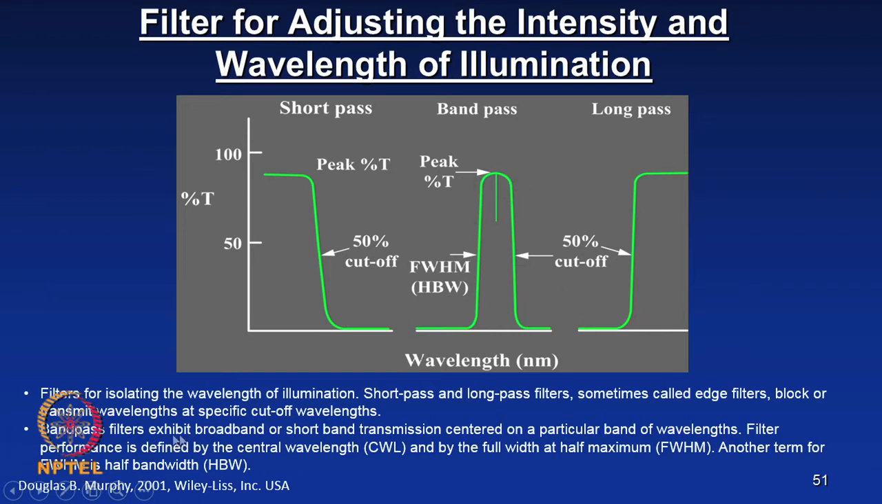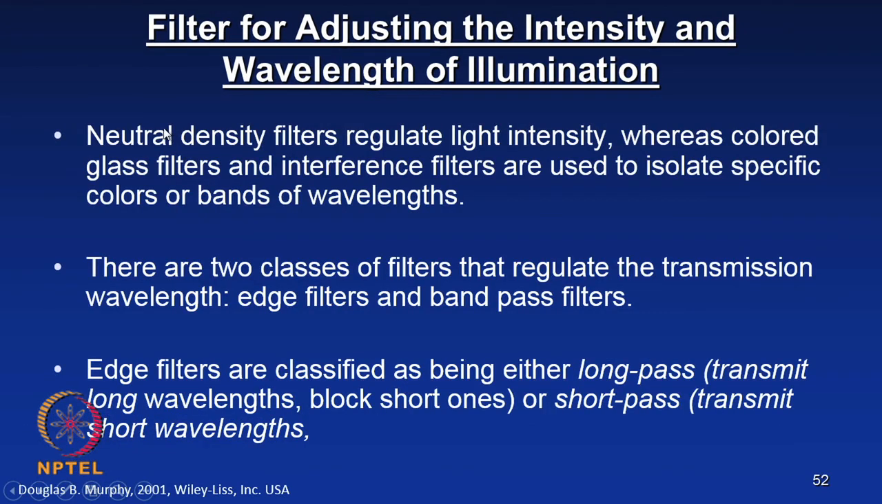and this filter performance is defined by the central wavelength and by the full width at half maximum. This is full width at half maximum. Another term for full width half maximum is half bandwidth. So, let us look at some more remarks on these filters. Neutral density filters regulate light intensity, whereas colored glass filters and interference filters are used to isolate specific colors or bands of wavelengths.